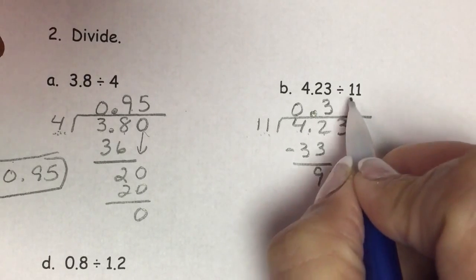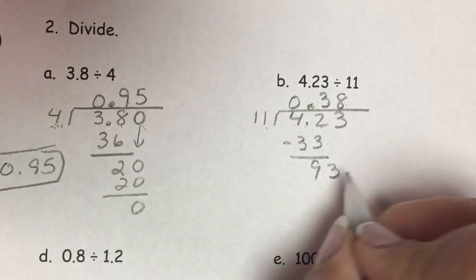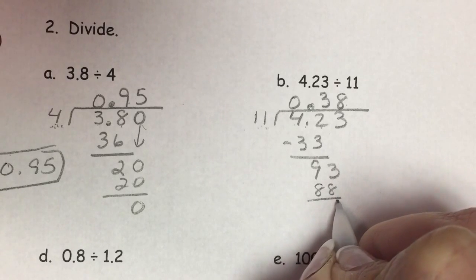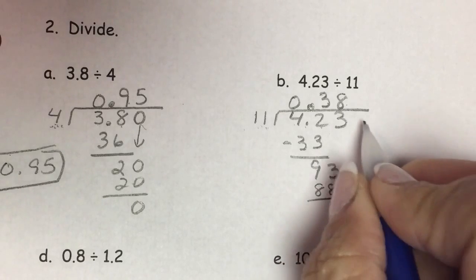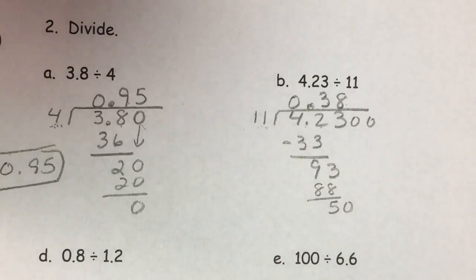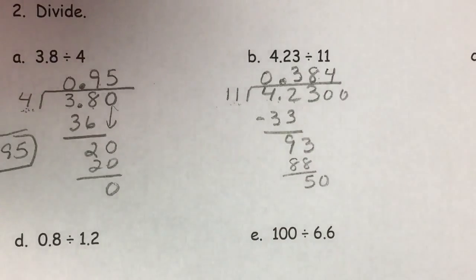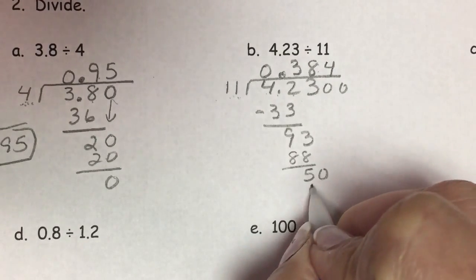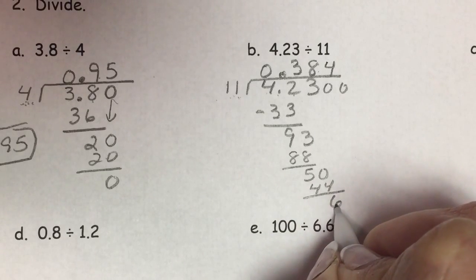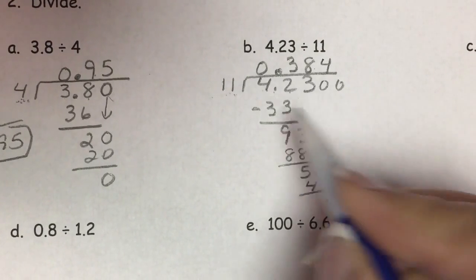11 goes into 93 8 times. 8 times 11 is 88. Subtract, I get 5. Now remember, I just want to keep bringing down zeros. There's a 0. 11 goes into 50 4 times. 4 times 11 is 44. Yikes. Subtract, we get 6. Bring down the 0, and we just keep going.